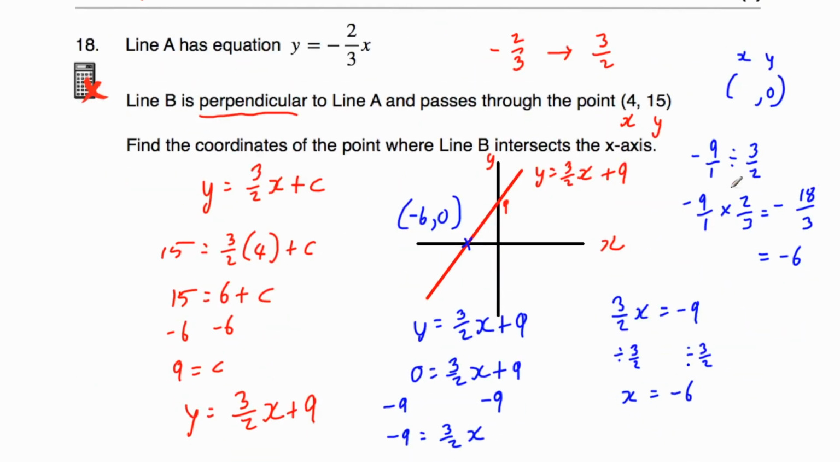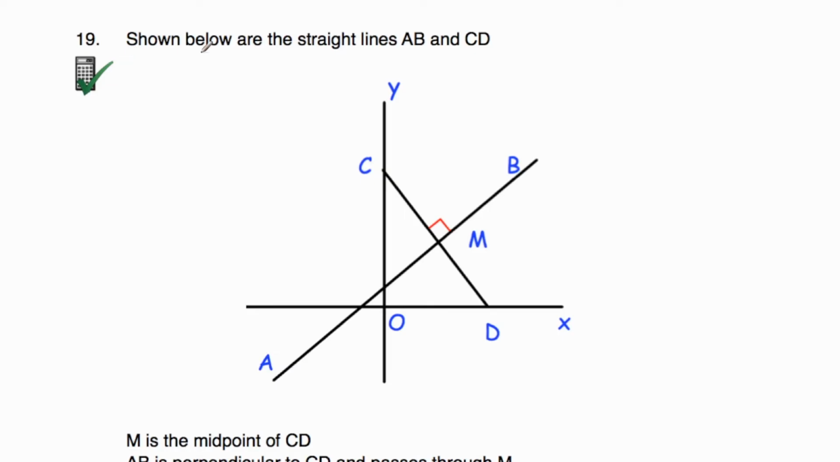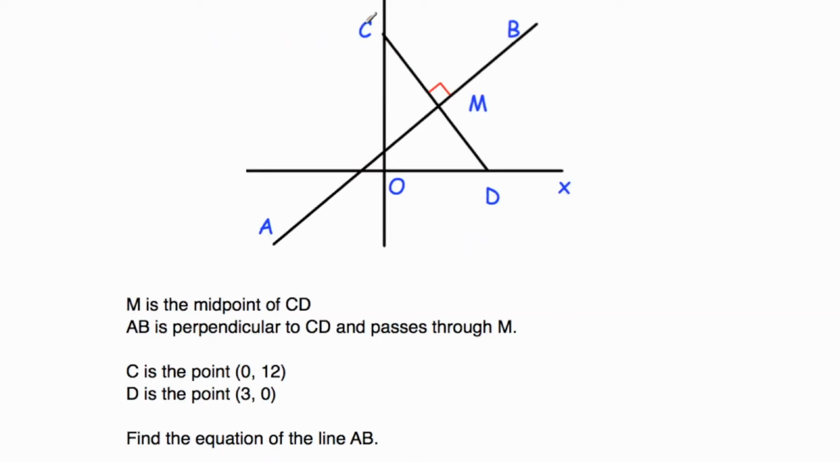And that's it. Okay, let's look at question number 19. Question 19 says, shown below are straight lines AB and CD. M is the midpoint of CD. AB is perpendicular to CD and passes through M, so it passes through the midpoint.